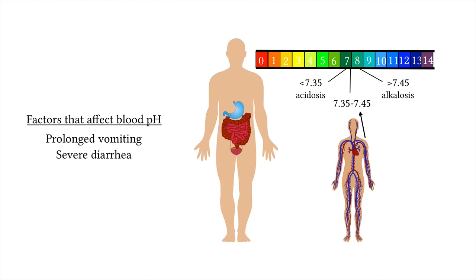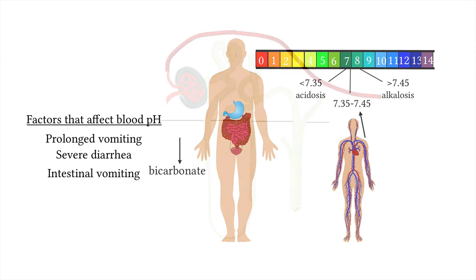Another condition that can affect blood pH is diarrhea. With diarrhea, the body loses lots of bicarbonate from the intestine, and so severe cases of diarrhea can cause acidosis. Intestinal vomiting is another cause of the loss of bicarbonate. Bile and pancreatic juice are lost, and both of those substances contain bicarbonate. This can lead to acidosis too.